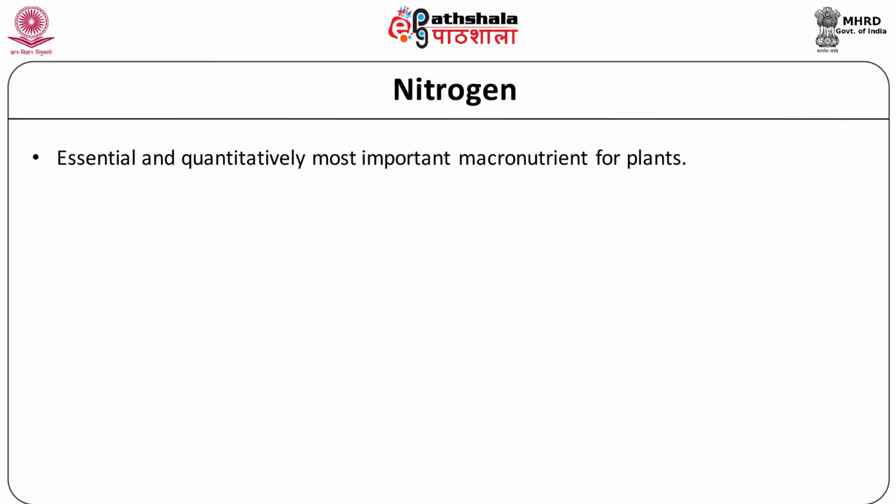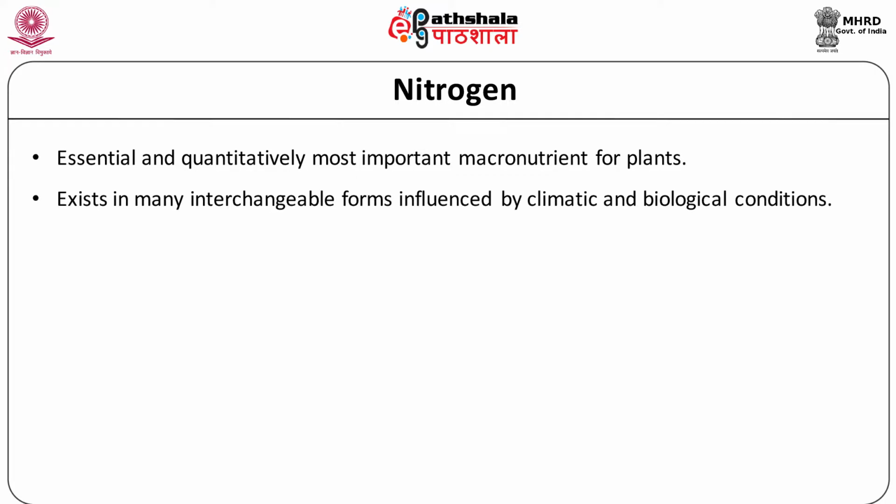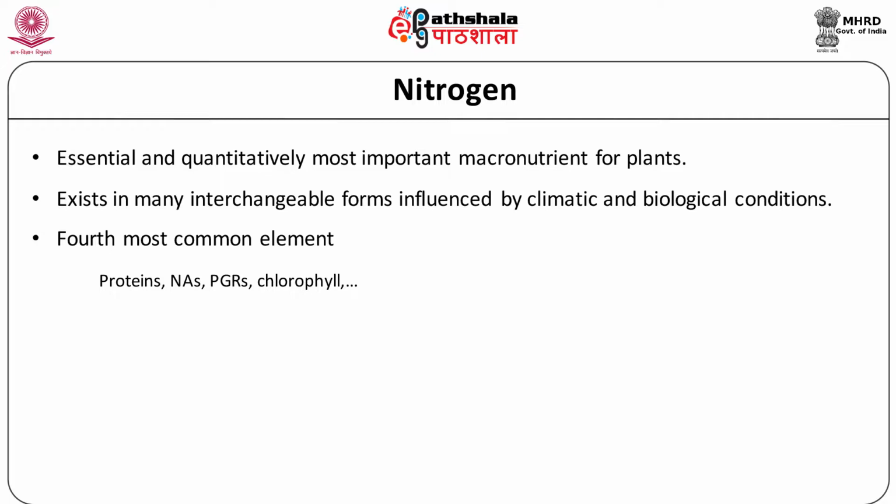Nitrogen is an essential and quantitatively the most important macronutrient for plants. It exists in many interchangeable forms which are influenced by climatic and biological conditions. It is also the fourth most common element. It is found in proteins, nucleic acids, plant growth regulators, chlorophyll, and many other biomolecules. The two bioavailable forms are nitrate and ammonia.